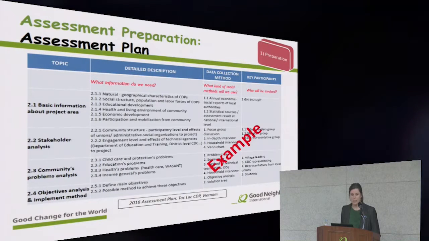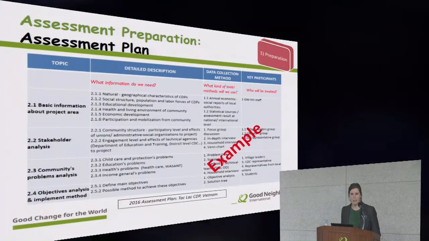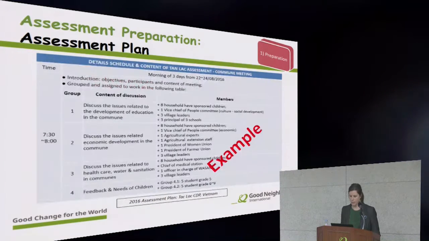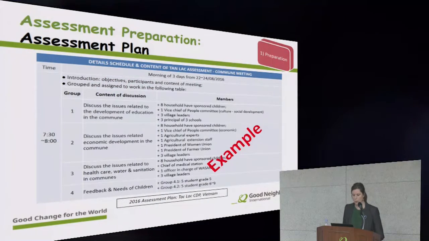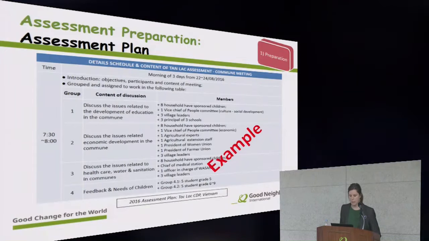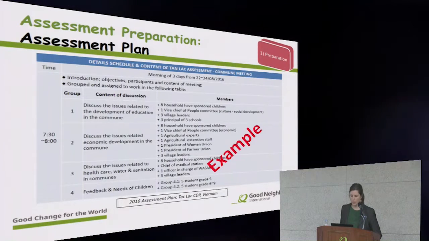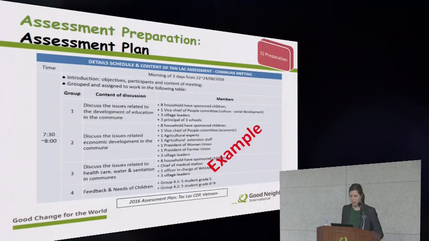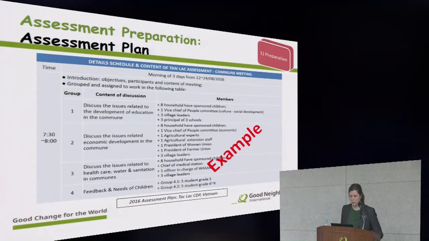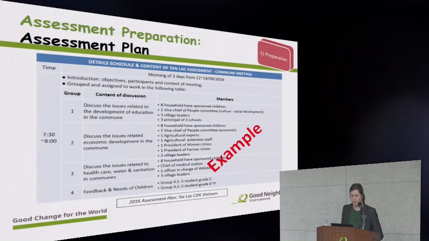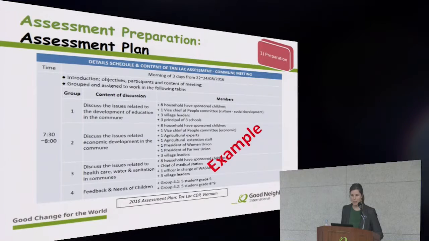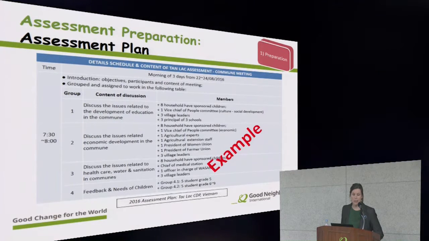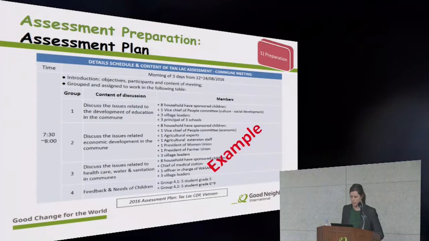So it might require several stages of data collection, going in and out of the field, to get all of the information that you need. So within the assessment plan, you'll also want to include a schedule, and you'll need to consider sampling and representation from different groups of the community. So as you can see in this example from a Tonlak CDP in Vietnam, you can see the level of detail that you need to think about in planning for the assessment.